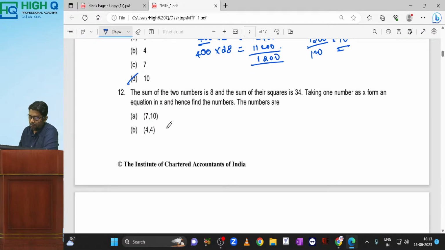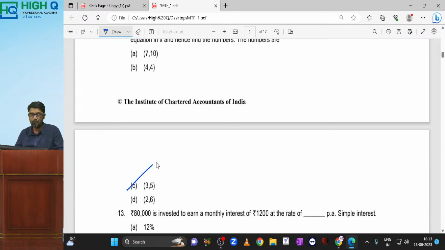Now, the sum of the two numbers is 8. When you add the two numbers, you should get 8. Sum of the squares is 34. It's a quadratic equation problem, but don't use the quadratic equation at all. Directly, 3 and 5. Sum of the two numbers is what? 8. What is the sum of the squares? 25 plus 9, 34. Answer is over.